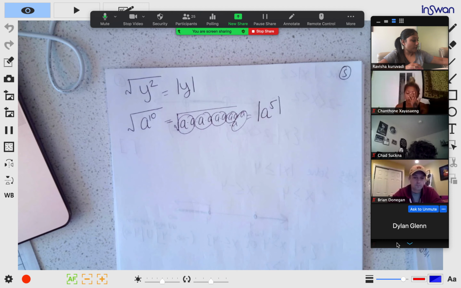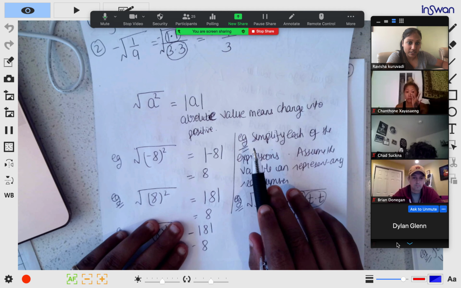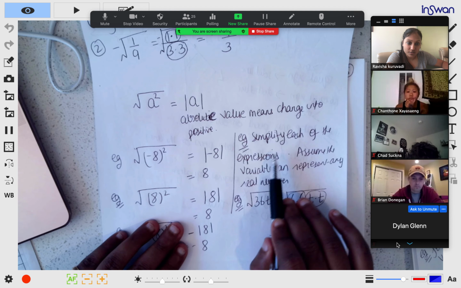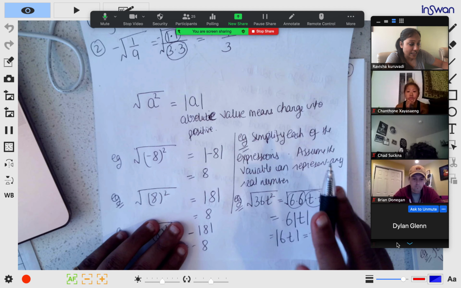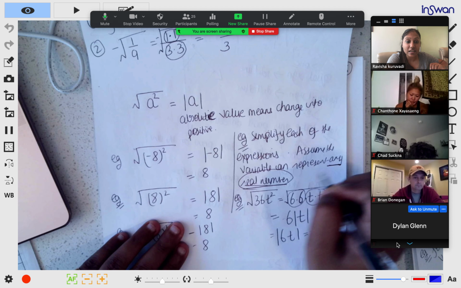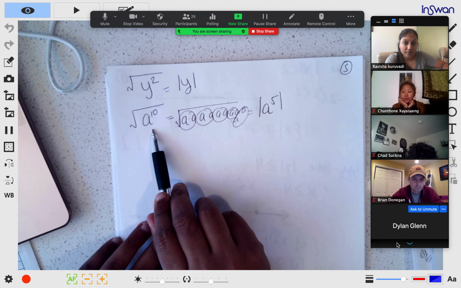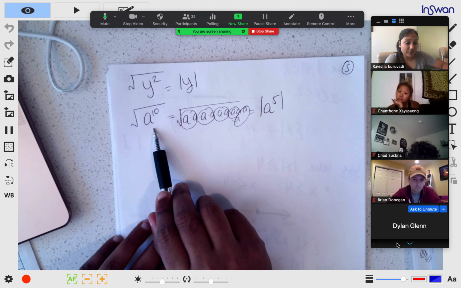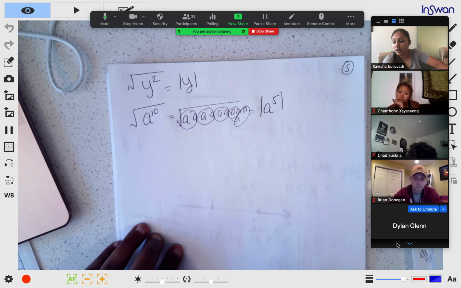One thing you noted in the previous example is that it said, read the question properly. It said, simplify each of the expressions. Assume the variables represent any real numbers. They can be any real numbers. Underline that. So t could be anything, y could be anything, a could be anything. That's what they mean. So when they have something like this, you do the problems the same way we did. But suppose I get a problem like this.